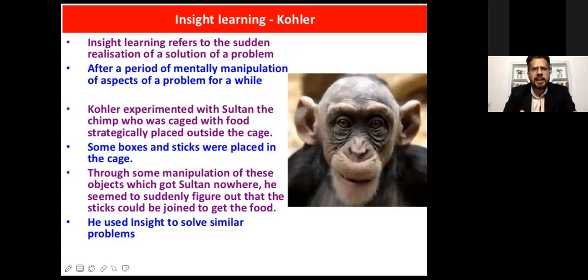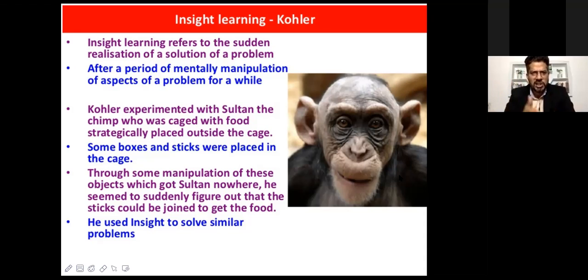So insight learning refers to a certain realization of a solution to a problem. Sometimes we get an intuition or an insight of doing something, after a period of manipulation of aspects of a problem for a while. For example, there was an experiment that was done on a chimpanzee called Sultan.